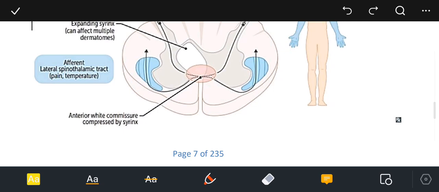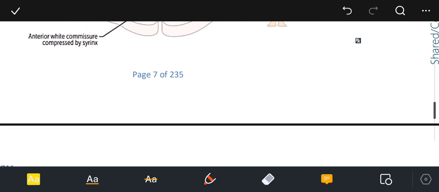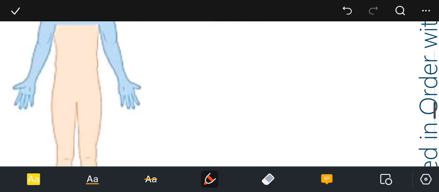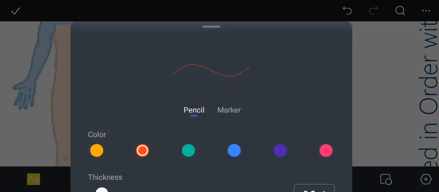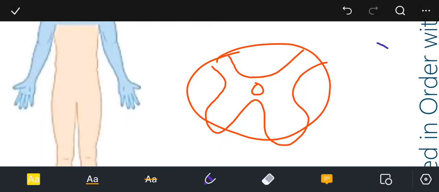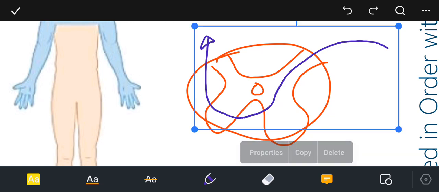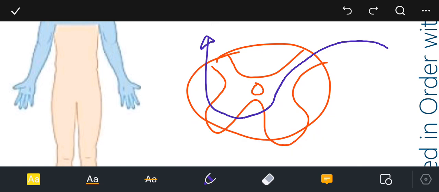Now the central canal of the spinal cord is present over here. If I draw the spinal cord like this, it has a butterfly in the center with the dorsal horn for the sensory and the ventral or basal horn for the motor system. The central canal is present something like this, right? And as we have just discussed, the spinothalamic tract comes from each side, crosses in the anterior white commissure and then ascends to the opposite side, and the same is true for the contralateral side.